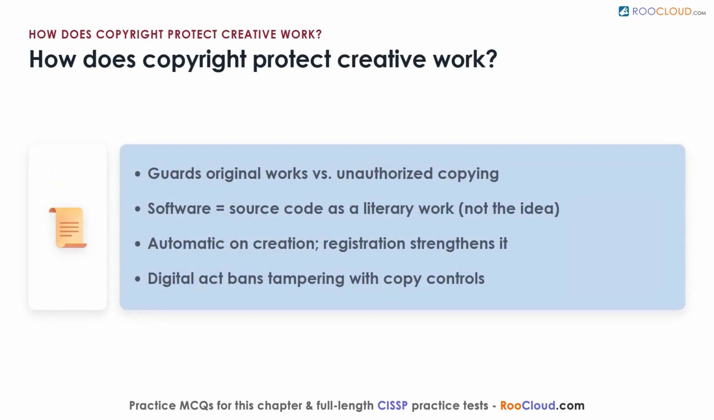How does copyright protect creative work? It guards original works of authorship against unauthorized copying. Copyright covers categories like writing, music, art, film, and sound recordings. For software, it protects the actual source code as a literary work, but not the underlying idea or process. Protection is automatic the moment you create the work, though formal registration strengthens your hand in court.